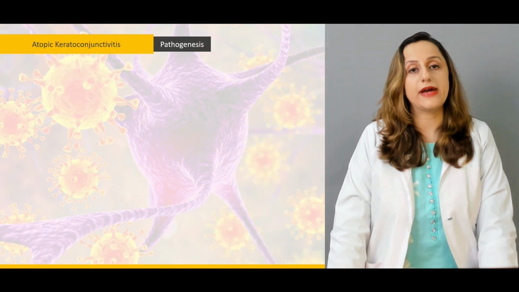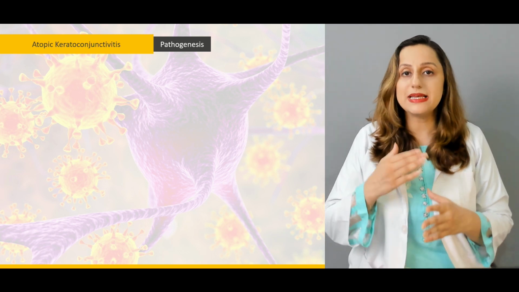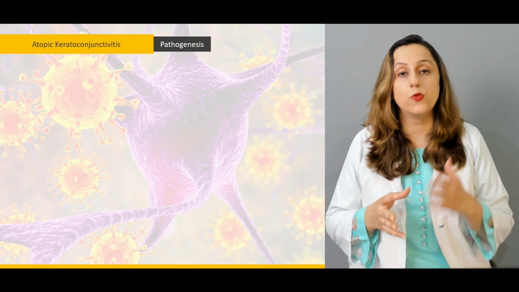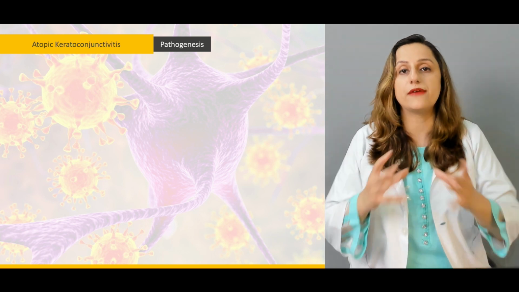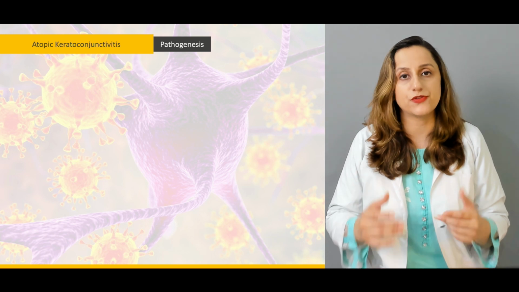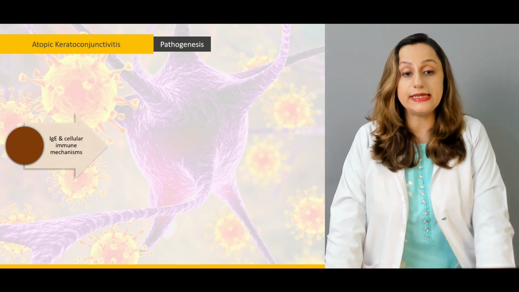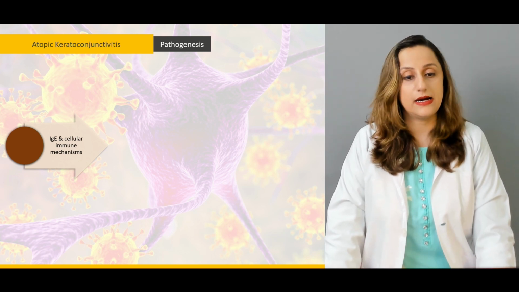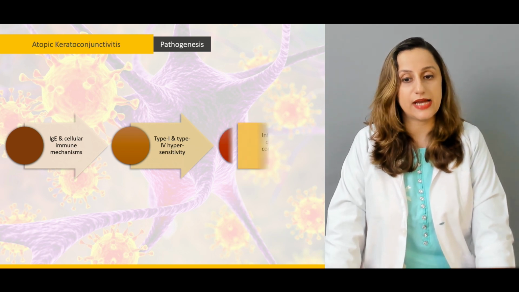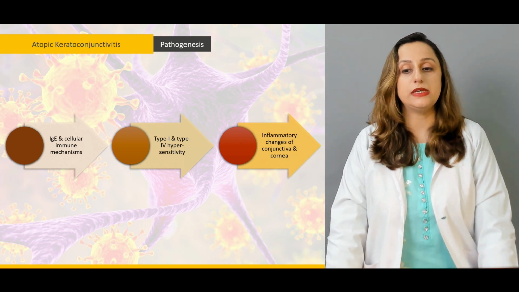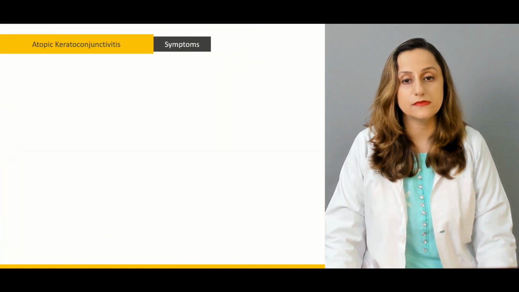We have atopic keratoconjunctivitis on the other hand. What is atopic keratoconjunctivitis? It's basically an adult form of vernal keratoconjunctivitis through which the patient grows out, and it's usually more prevalent in the 4th or 5th decade of life. The pathogenesis behind atopic keratoconjunctivitis is the IgE and the cellular immune mechanisms that come into play over here. Basically it's the type 1 and type 4 hypersensitivity reactions. The inflammatory changes of the conjunctiva and the cornea also occur at this point.